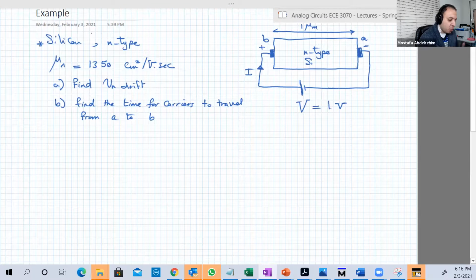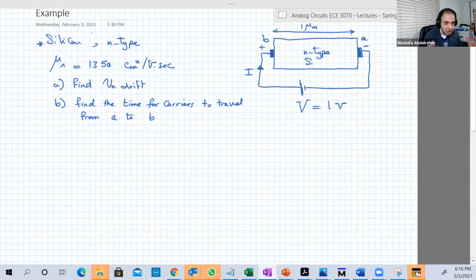Let's take an example. We have here a silicon sample. This sample has two terminals, A and B. We put a battery and apply 1 volt between these two terminals, such that B is positive and A is negative. The length of this sample is 1 micrometer, and it's N-type, and that's so important.